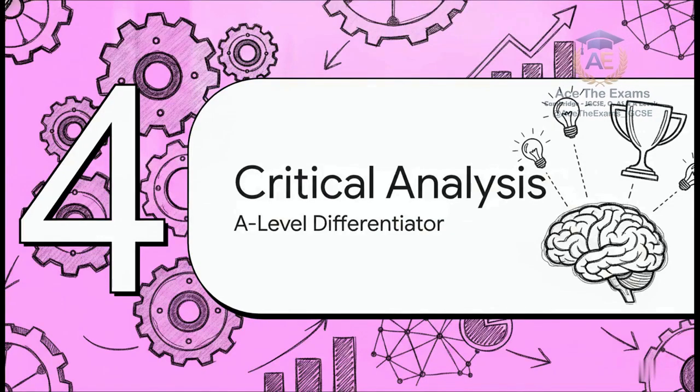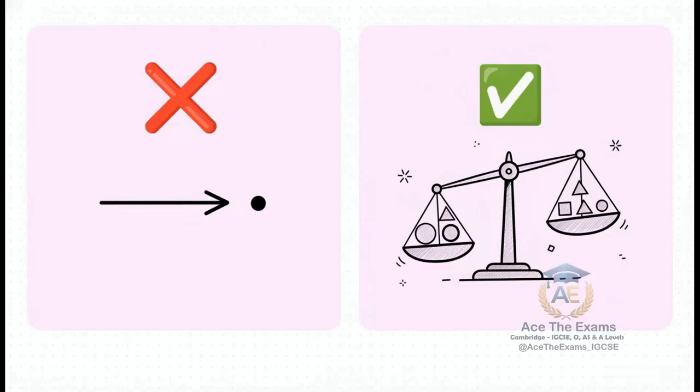All right, Section 4, Critical Analysis and Evaluation. This is it. This is the A-level differentiator. I want you to actively compare these two approaches.